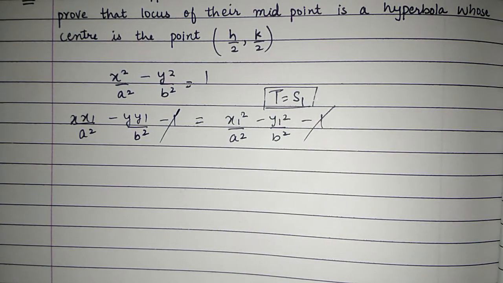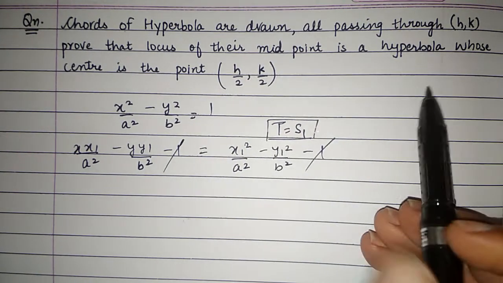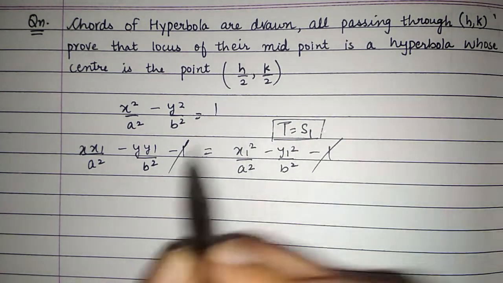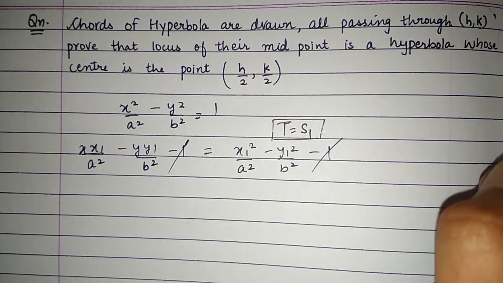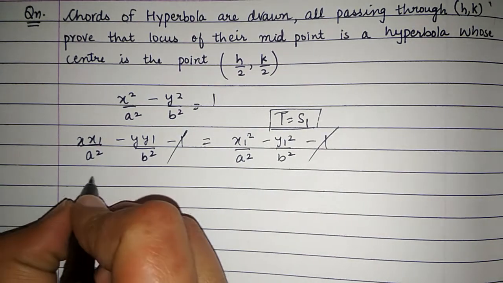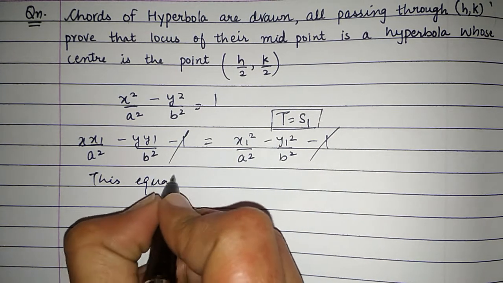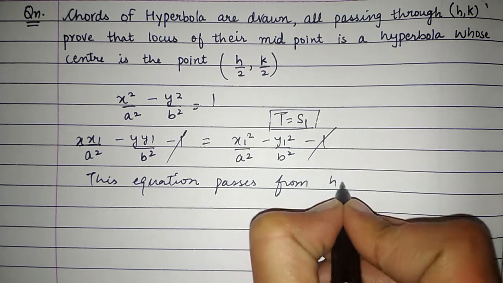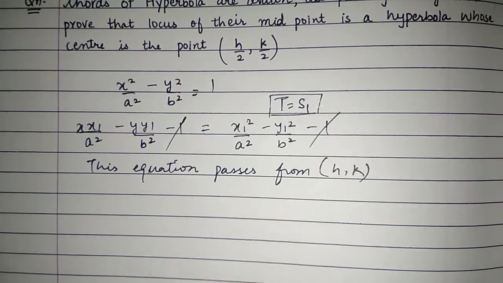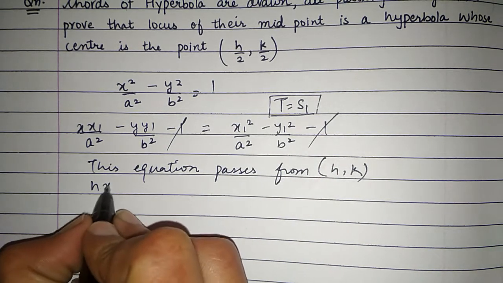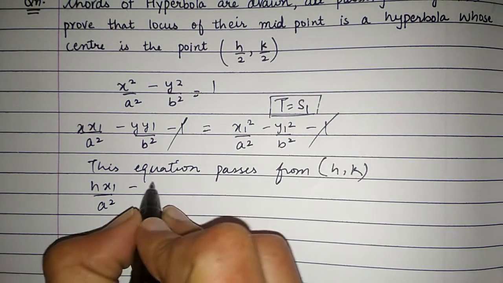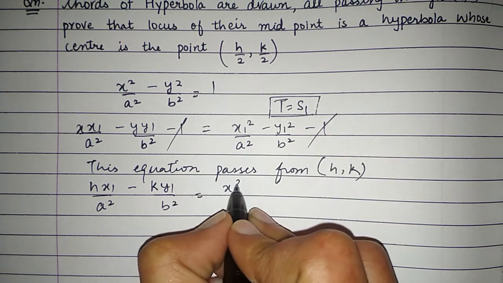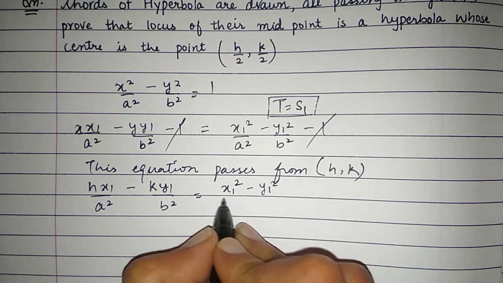Now the second step: we know these chords pass through this point (h, k). So this point should satisfy this equation. Let us put (h, k) in this equation. We get h x1 over a square minus k y1 over b square equals x1 square over a square minus y1 square over b square.